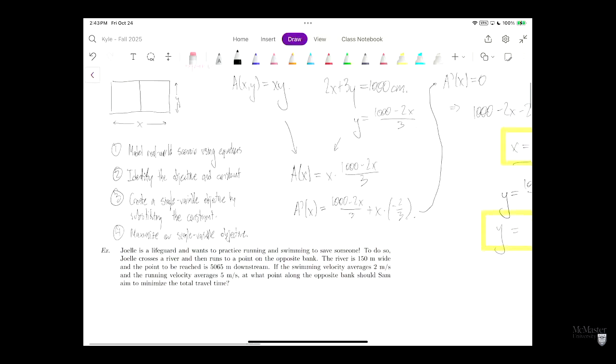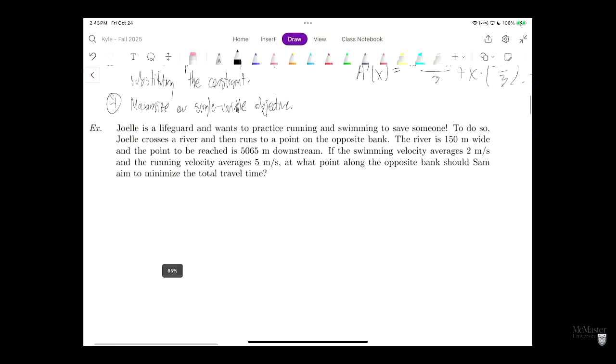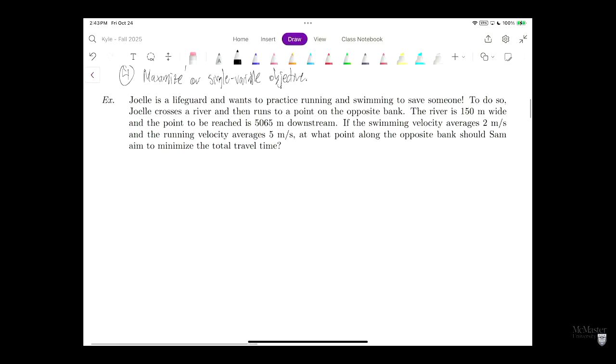Alrighty, so let's take a look at question 2 here. Joelle is a lifeguard and wants to practice running and swimming to save someone. To do so, Joelle crosses a river and runs to a point on the opposite side of the bank. The river is 150 meters wide, and the point to be reached is 5,065 meters downstream. Okay, these types of questions have a lot of stuff in them, so let's do it together.